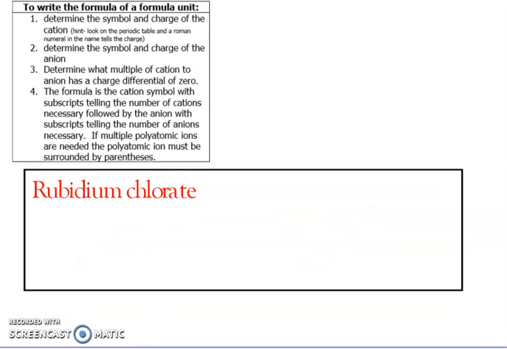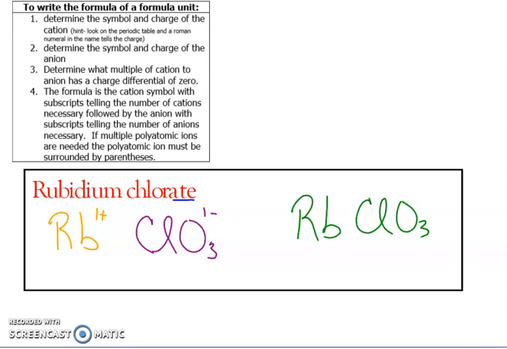Rubidium chlorate. Rubidium chlorate, very similar. Chlorate tells you have a polyatomic ion, so you'll need to look on table E to find that one. So there they are. Rubidium's a +1, chlorate's a -1. The common multiple of 1 and 1 is 1. So when we write this formula, we're simply going to put both of them together, and we get RbClO3. That is the formula for rubidium chlorate.